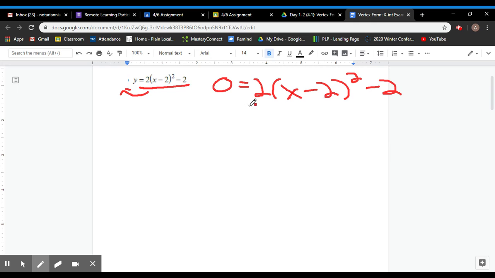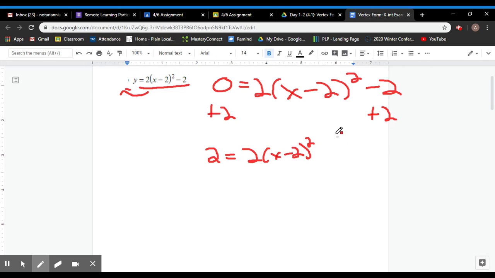The next thing you're typically going to want to do is get rid of this number at the very end of the equation. So in this case, it's a -2, right? So the opposite of -2 is +2. So you add 2 to both sides, and that will get this 2 over here, okay? So now I have 2 equals 2x minus 2 squared.